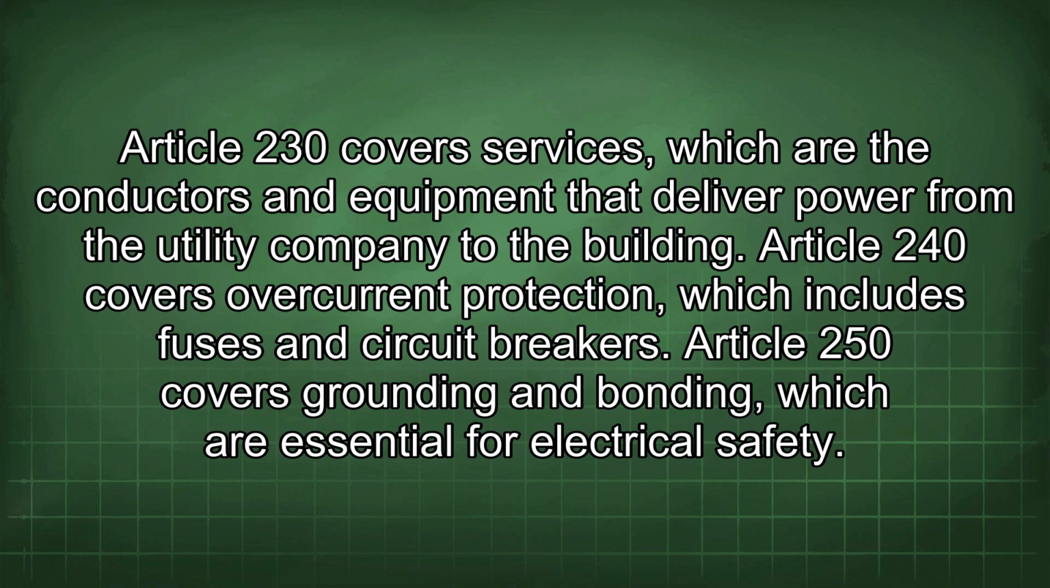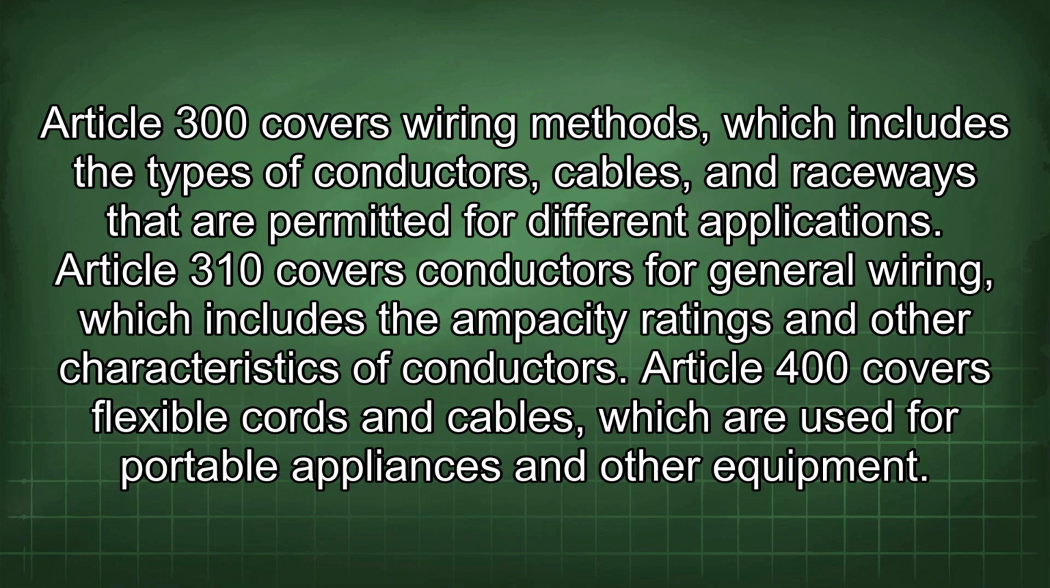company to the building. Article 240 covers overcurrent protection, which includes fuses and circuit breakers. Article 250 covers grounding and bonding, which are essential for electrical safety. Article 300 covers wiring methods, which includes the types of conductors, cables, and raceways that are permitted for different applications. Article 310 covers conductors for general wiring, which includes the ampacity ratings and other characteristics of conductors.